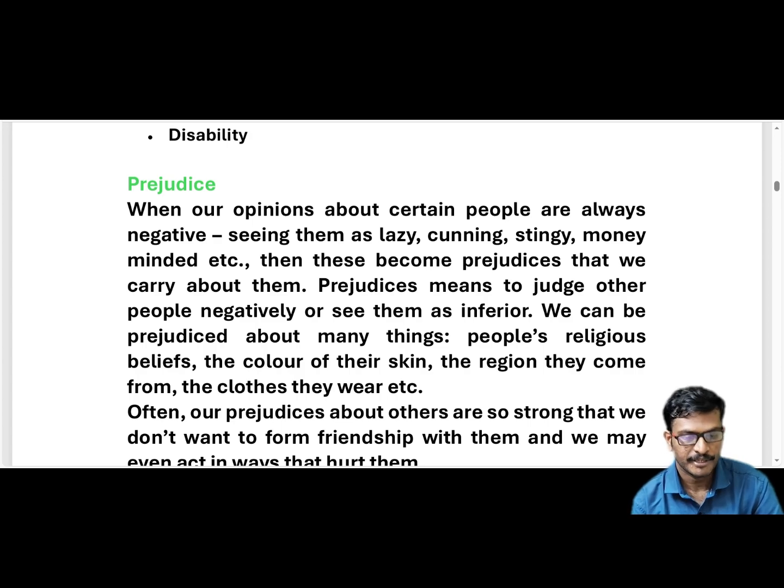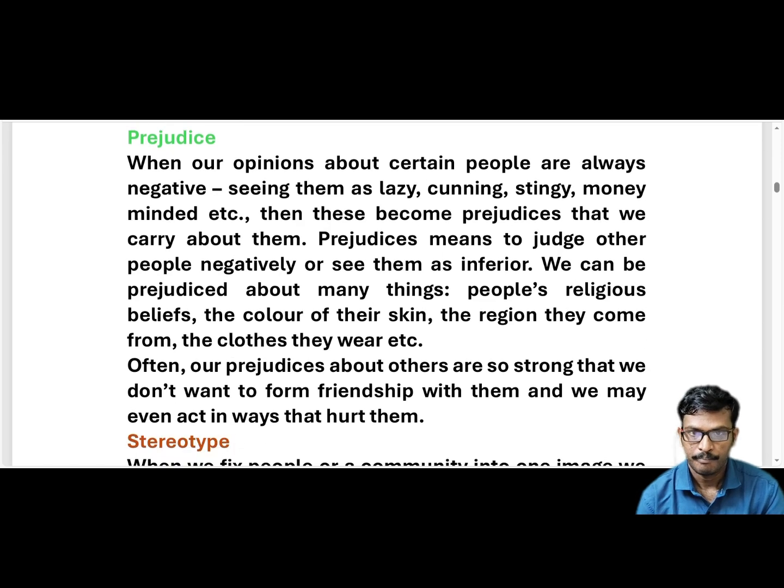These are all prejudices. They can be so strong that we don't want to form friendship with them, and we may even act dishonestly and hurt them. In that situation we feel that we should not even try to make friendship with them. We always avoid and hurt them. Through our actions, this is called prejudice.